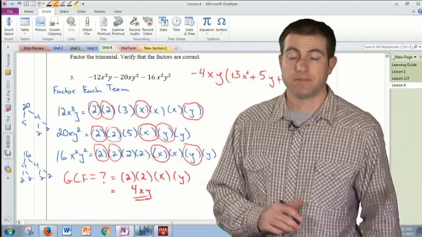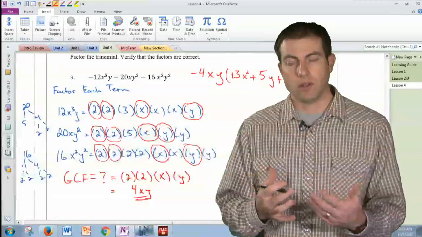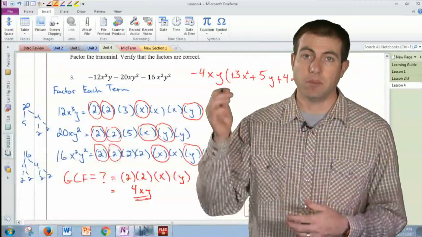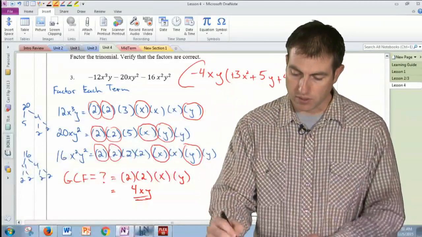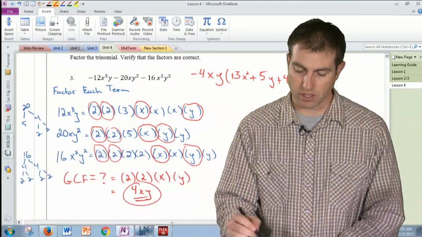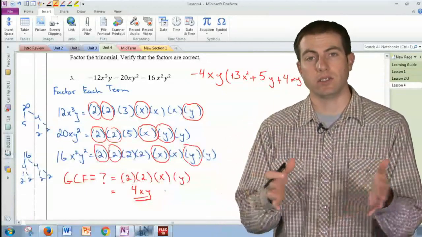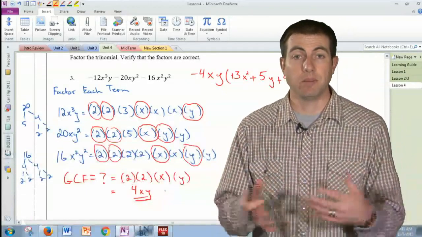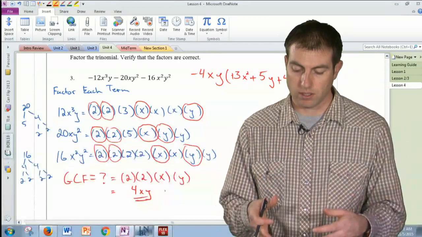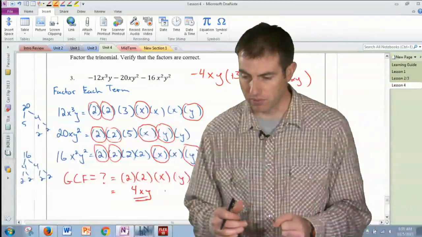So that's kind of breaking all these terms down, looking at what's common to all of them. And when I did it up above here at the top, I have this negative 4xy, and that is the exact same thing I got here, except for that negative sign. So just looking at it and determining what was common, I ended up at the same spot I did when I broke down all the factors and wrote them as prime factorizations.